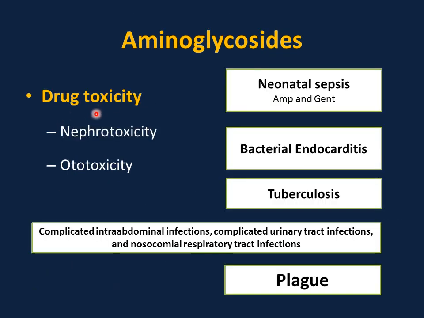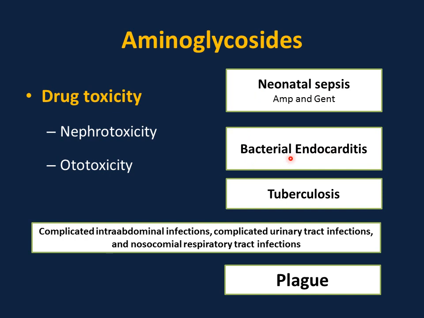Very important to know the drug toxicity of aminoglycosides. Nephrotoxicity and ototoxicity can cause renal impairment and hearing impairment. Very important to monitor the level to prevent these complications. Very important also to know the common uses of aminoglycosides. In neonatal sepsis, as we mentioned before, ampicillin and gent to cover for suspected sepsis in neonates.